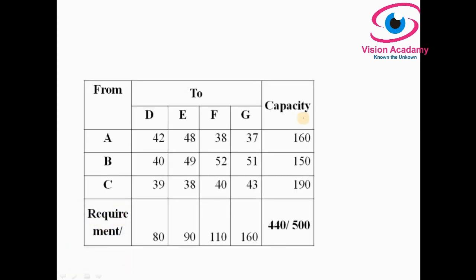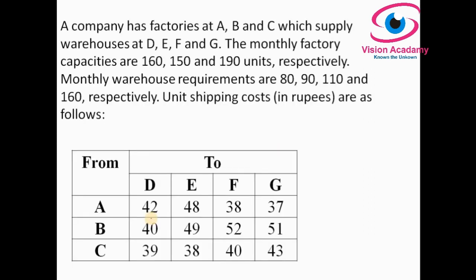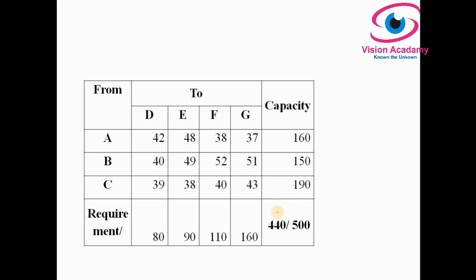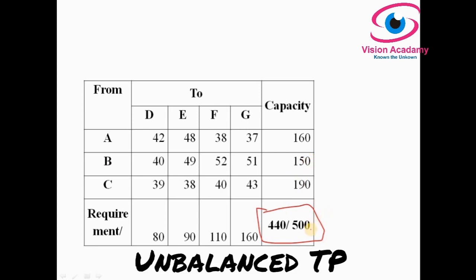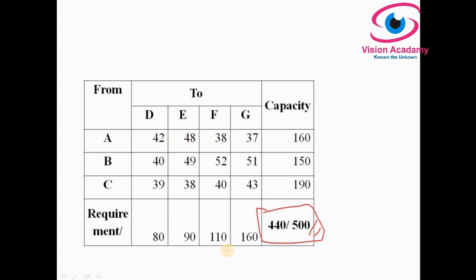After taking the capacity and requirements into consideration, the problem looks like this. Firstly, we should check whether the problem is balanced or unbalanced. When I add all the capacity of A, B, C, the total capacity available is 500. When I add the requirement of D, E, F, G, the total requirement is 450. So it means the problem is unbalanced.